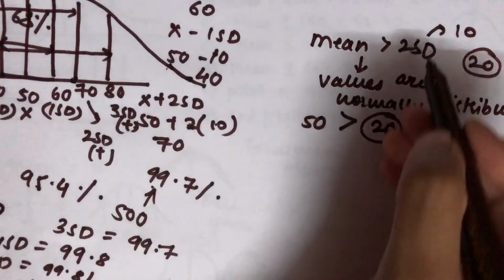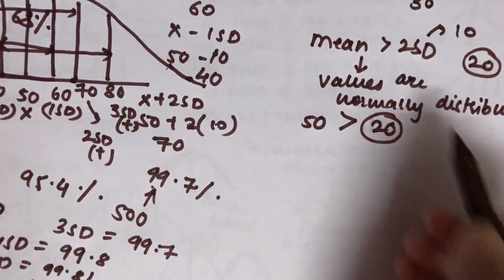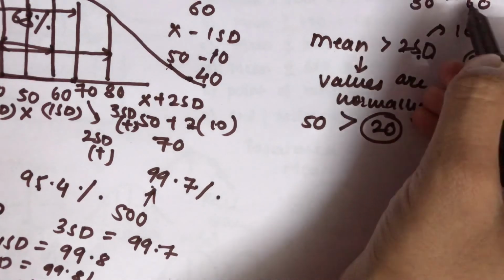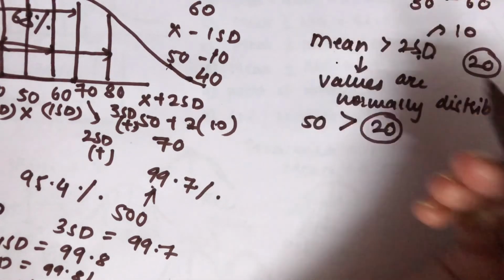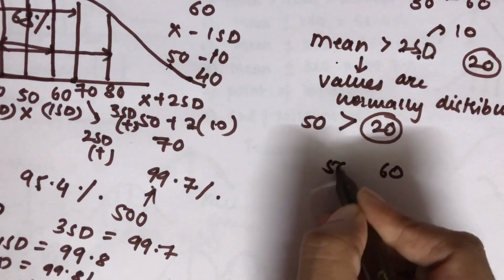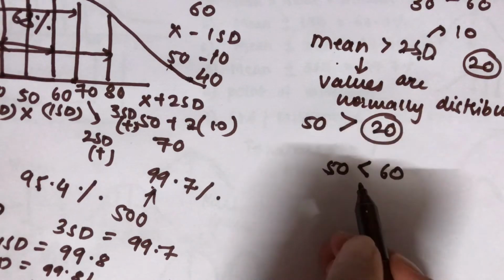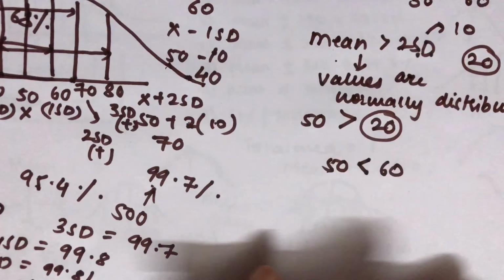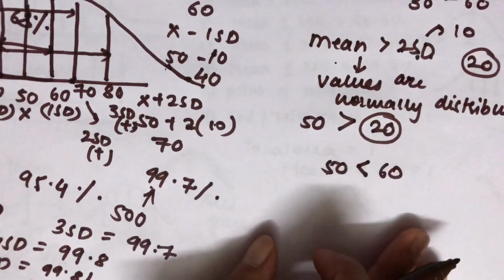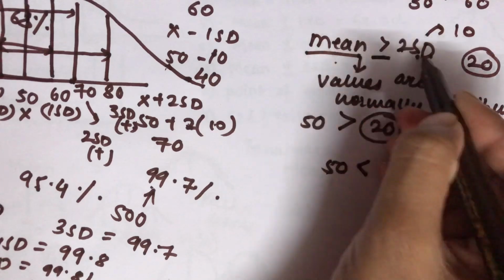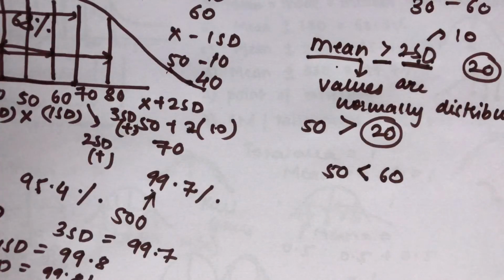Now for example, if your SD is 30, your 2 SD will come out to be 60. Now this 2 SD is obviously more than the mean. So your 2 SD is 60 and mean is 50, so over here the 2 SD is greater than the mean, and that means your curve is abnormally distributed, so it is not a normal curve. This is the main point that you have to remember, that the mean is always greater than 2 SD. And that was all about this normal curve.